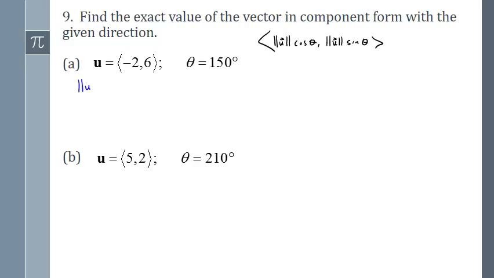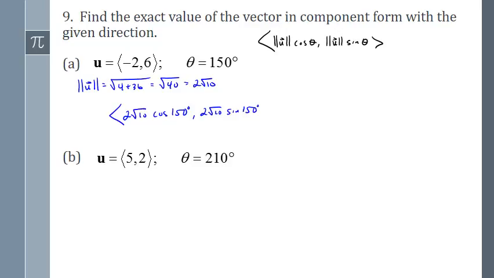We need to find the magnitude of u first, which is the square root of 4 plus 36, which is radical 40, which is 2 rad 10. So then component form is going to be 2 rad 10 times the cosine of 150 and 2 rad 10 times the sine of 150. And we need to simplify that. We need to find the sine and cosine of 150. Those are on the unit circle, so we need the exact values.